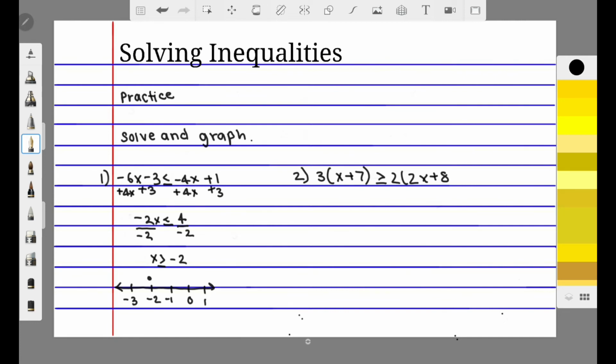All right, greater than or equal to. Your graph should look something like that. All right, next problem.